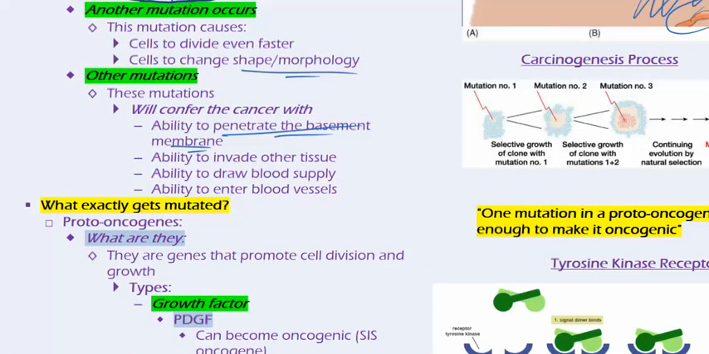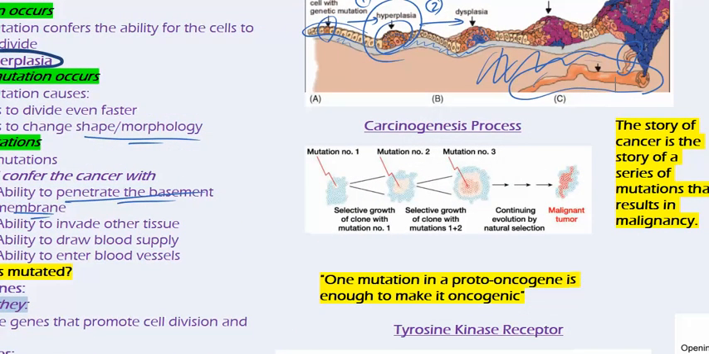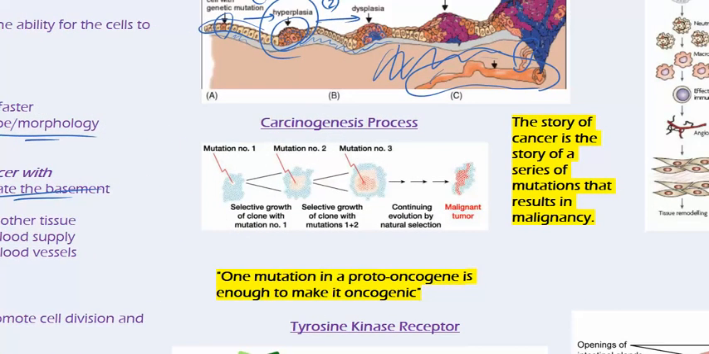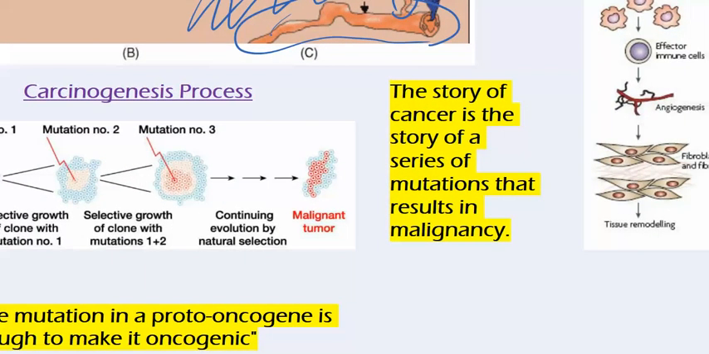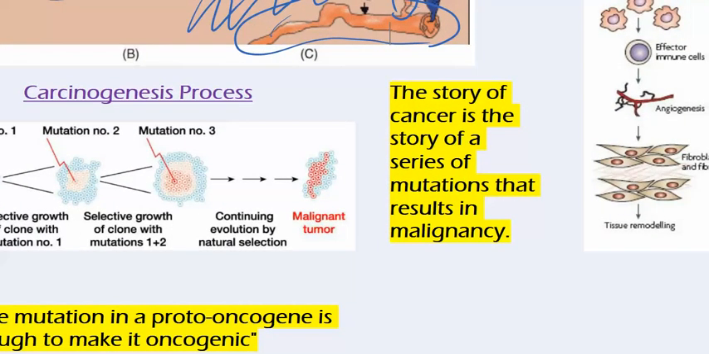So basically, when you're looking at the story of what is a cancer, you're looking at a series of mutations. When you say something is cancerous, what you're saying is that there were a series of mutations that created this cancer.